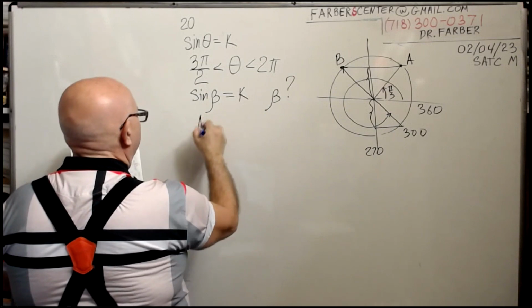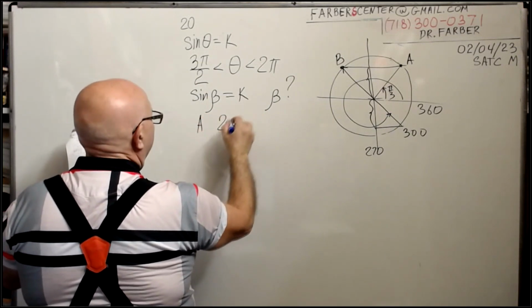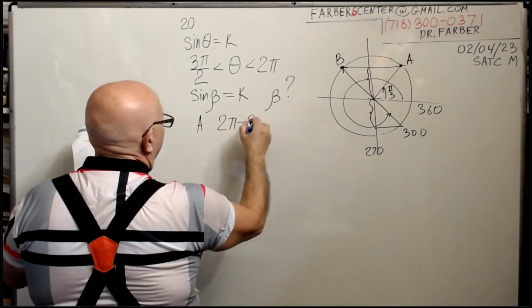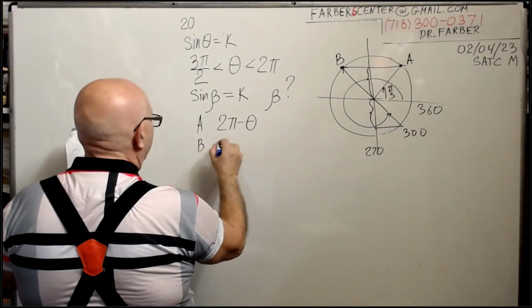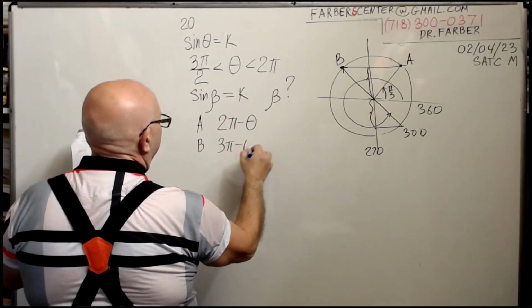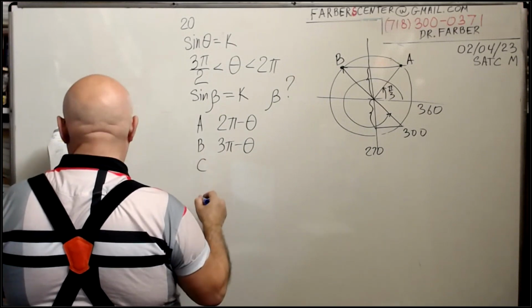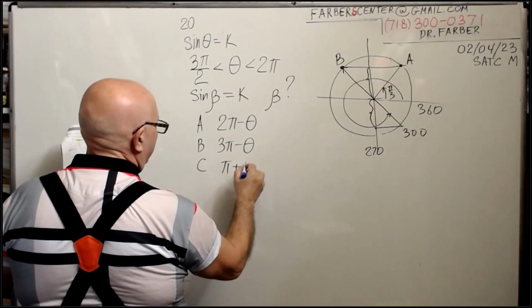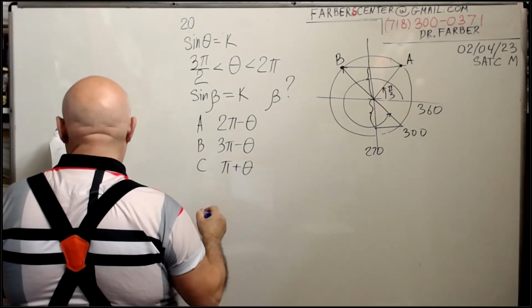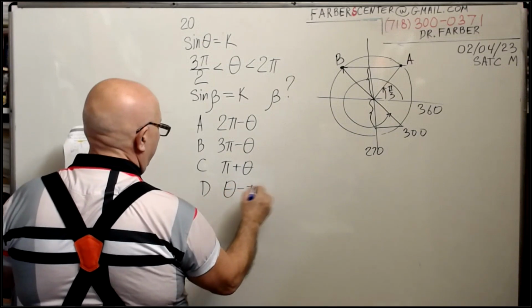A, 2 pi minus theta. B, 3 pi minus theta. C, pi plus theta. And D, theta minus pi.